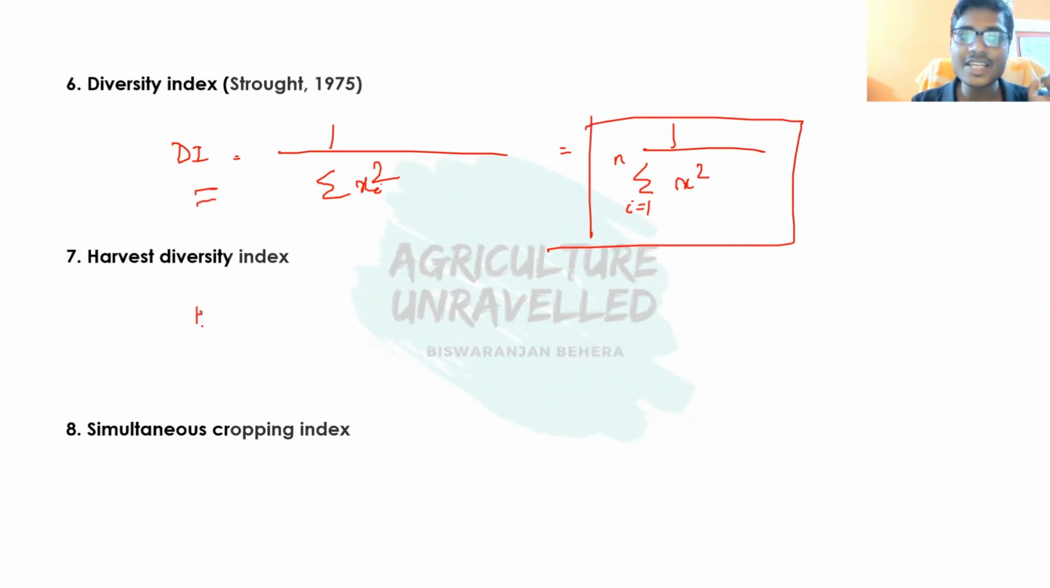Then what is the harvest diversity index? The harvest diversity index is the same as the diversity index, but here the formula is for the return from each harvest.